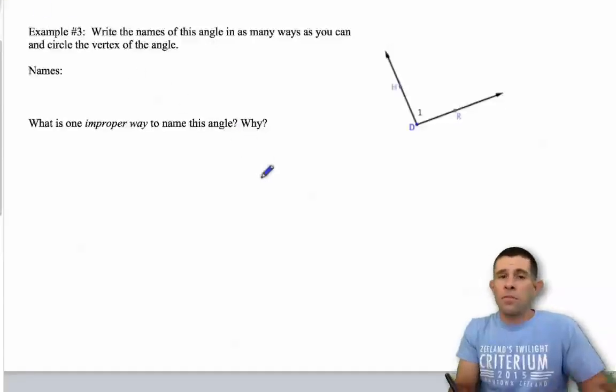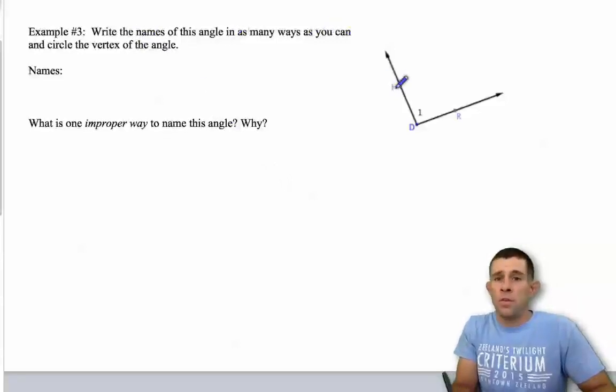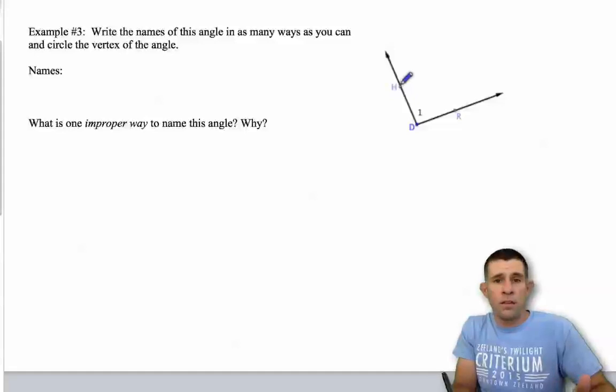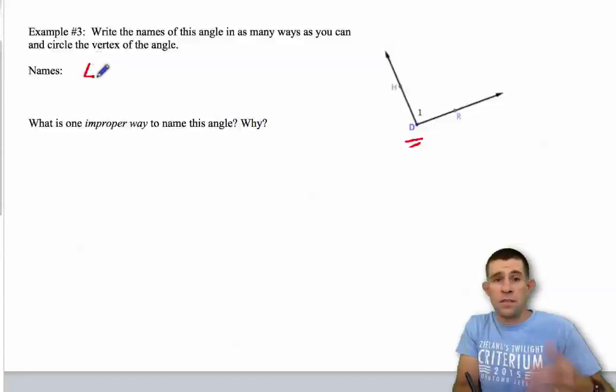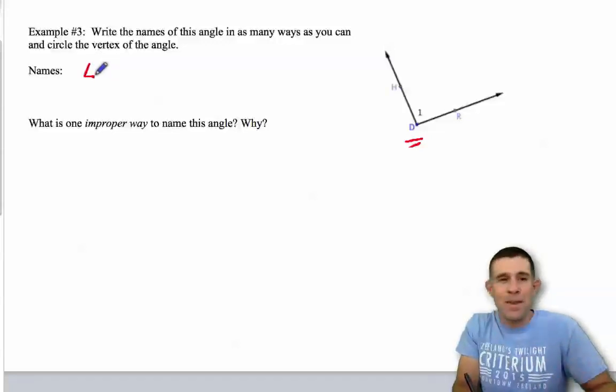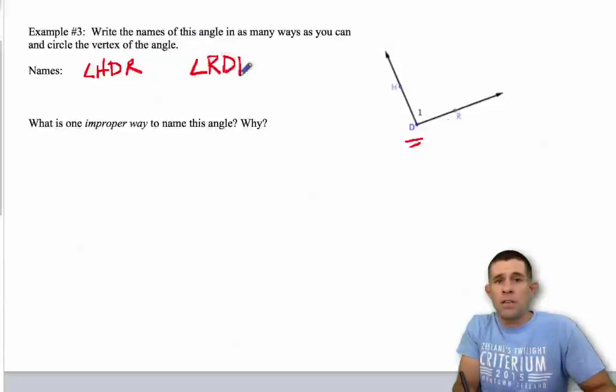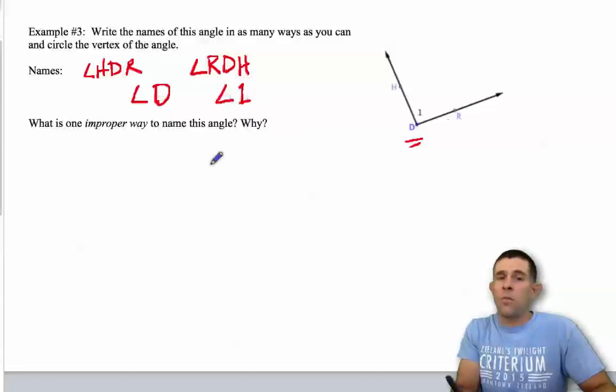All right, in example 3, we're simply asked to write the names of this angle as many ways as we can. We have our 3 points on this angle, H, D, and R. The vertex of this angle is D, so therefore it needs to be listed as my middle letter. So I'll call HDR one angle. And then the other way to name this same angle is RDH. Another way I can name that is angle D, and then a fourth way here is angle 1.